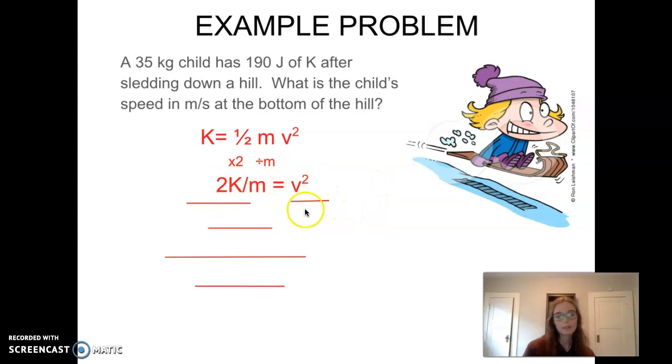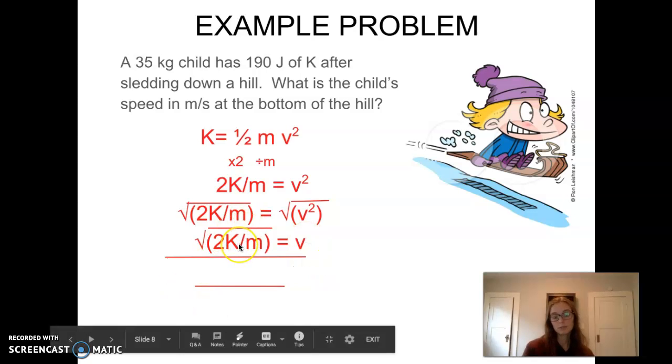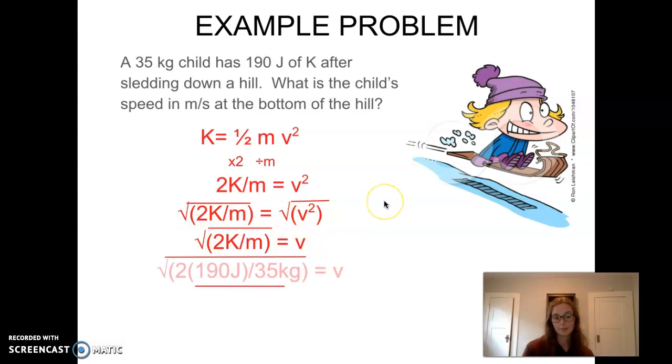If you only give your teacher this on an exam or on a quiz, you will not get full credit. Because really we have to take the square root of it. If we take the square root of one side, that is the opposite of squaring something. So if we take the square root of both sides, we will then get v equals root of 2K over m. That is how we isolate our variable.